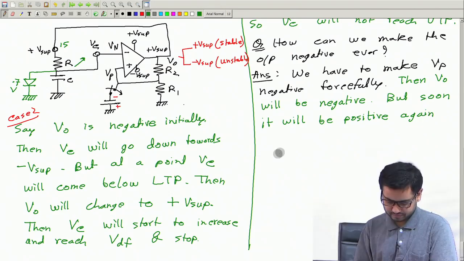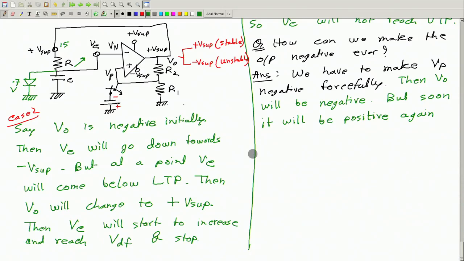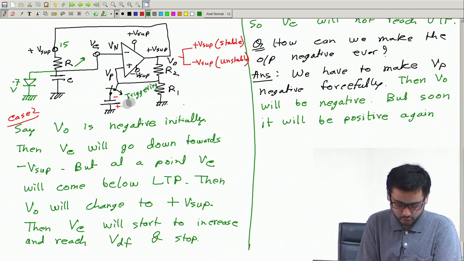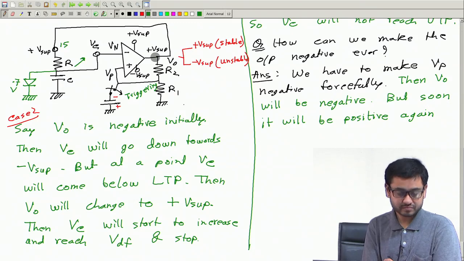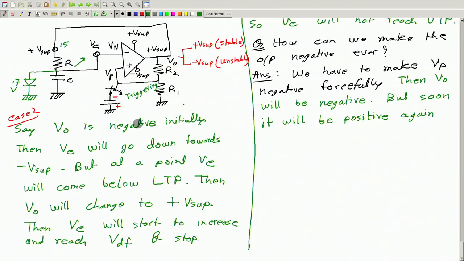Okay, and there is another alternative. Instead of connecting the negative voltage directly here, and this negative voltage connection, this we call triggering. Okay. So, when you connect this switch, the output of this circuit is triggered to become negative, and after that in a short time it will become positive again. Okay. This is called triggering.